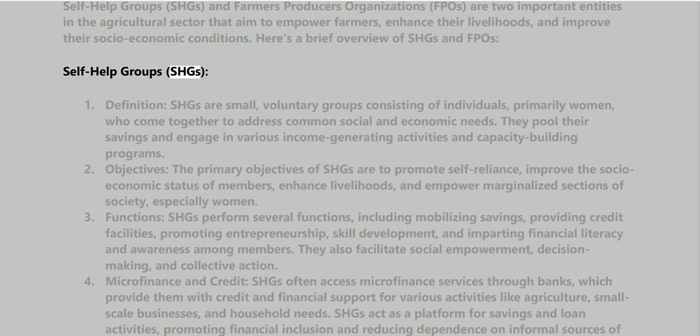Self-help groups, SHGs. One definition: SHGs are small, voluntary groups consisting of individuals, primarily women, who come together to address common social and economic needs. They pool their savings and engage in various income-generating activities and capacity-building programs.